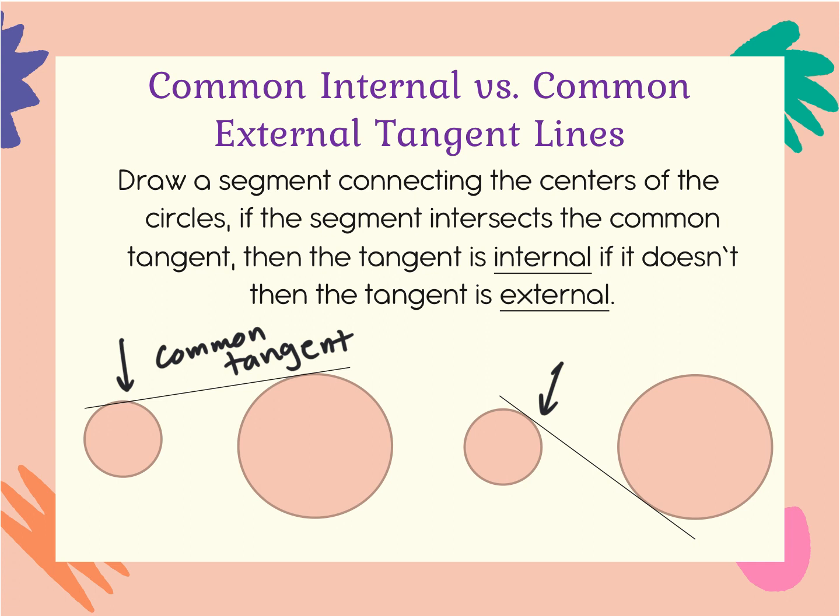So let's draw it. If we draw a line from the center to the center, it doesn't cross it. So the lines don't cross each other. So this is a common external tangent.